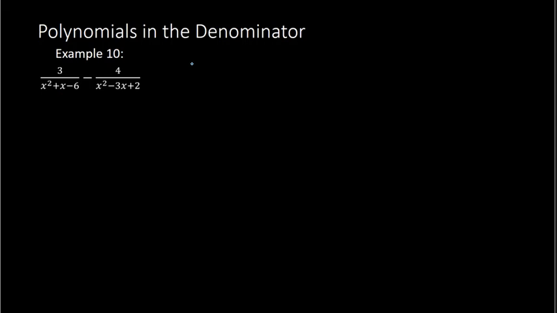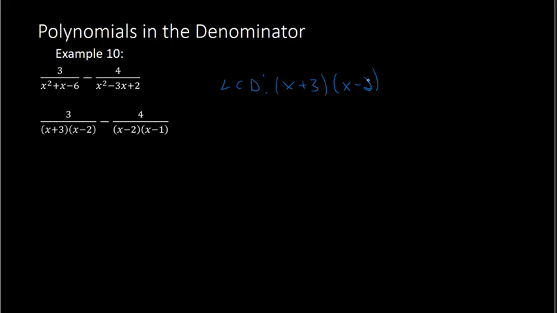But here we see x squared plus x minus 6. That would factor to give me x plus 3 times x minus 2. This other fraction, the denominator can factor to give me x minus 2 times x minus 1. So we need to now find the least common denominator. So we look at each of the factors that we have represented. We have x plus 3. We have x minus 2. And we have x minus 1.